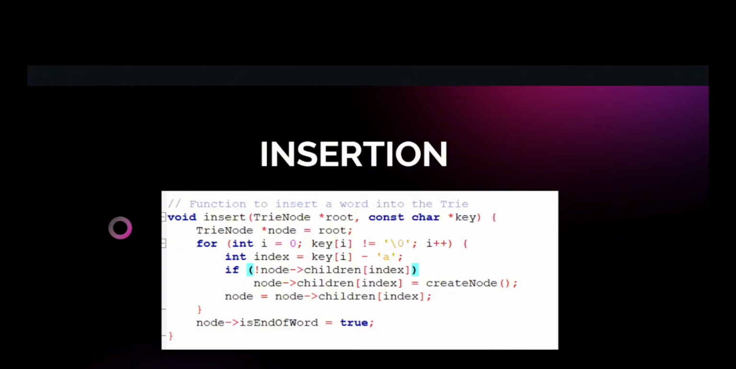And now we need to use this flag, is end of word. What this does is it flags this node as the end of a complete word, and it ensures that words can be distinguished from their prefixes in the trie.